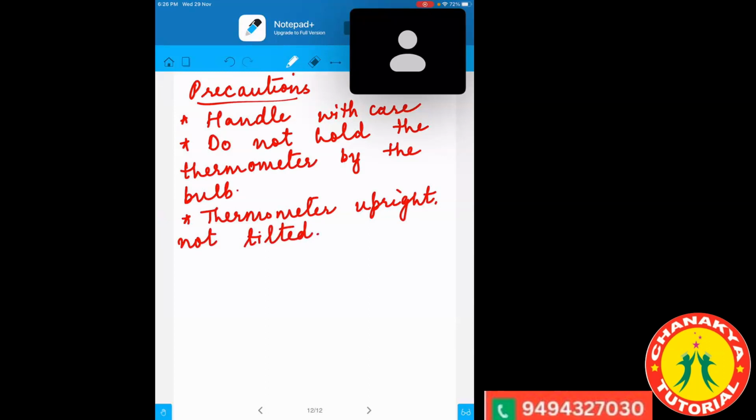It should not get tilted, because if it gets tilted, then the reading might change. And very important, it should not touch the surface of the container. If the bulb touches the surface of the container, then again the reading will change. So the bulb does not touch the surface of the container.